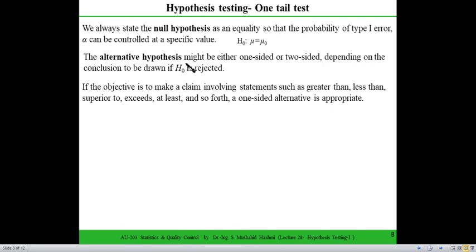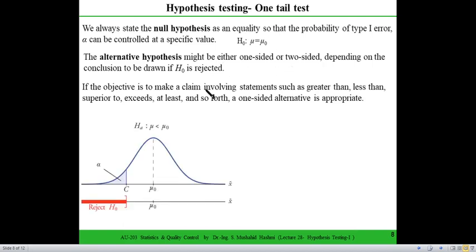So the alternative hypothesis is not necessarily an equality. It should be an inequality as well, whether greater than or smaller than. For example, let's say this is a null hypothesis, which is an equality, whereas this alternative hypothesis says that your mean value is less than this mu naught.